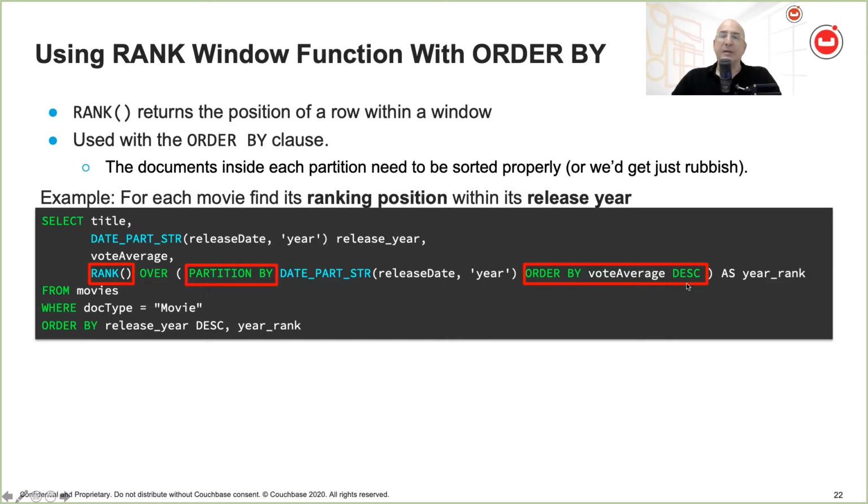And since we partition the data by year, every year is ranked separately. The result is that we will get a rank for each movie that is defined by the average vote within the release year. Let's see how that looks using the query workbench.